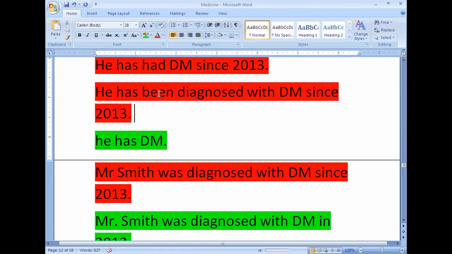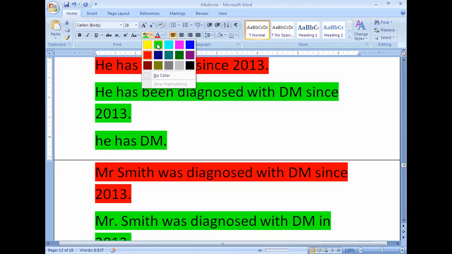He has been diagnosed with diabetes since 2013. Is it correct or wrong? It is correct. She has been diagnosed since means she was diagnosed in 2013, and since then she has had diabetes till now. Dr. Khalil, this is a very common mistake. Something started in the past and still continues. In that case, we can use present perfect. He has been diagnosed with diabetes since 2013. Okay, it is okay.